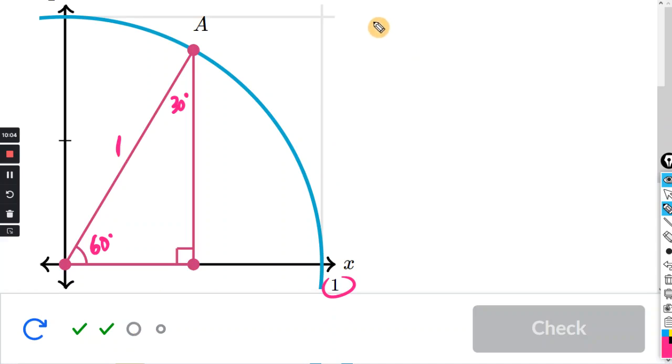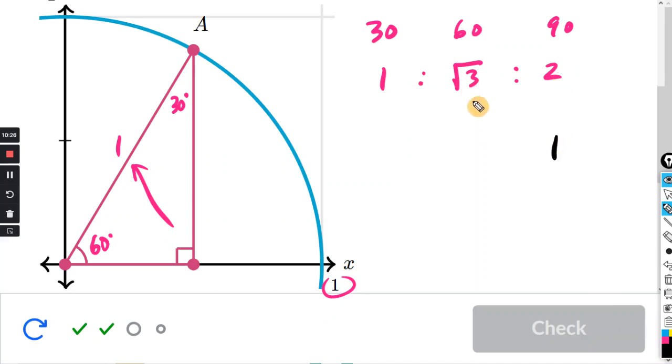Okay. Recall the ratio of the side lengths for 30, 60, 90. That's going to be 1, radical 3, and 2. Now you can see the one across from 90, it's just 1, it's not 2. So we have to cut each one of these in half. So divided by 2, that's 1. Divided by 2, that's going to be radical 3 over 2. And divided by 2, that's just going to be 1/2.